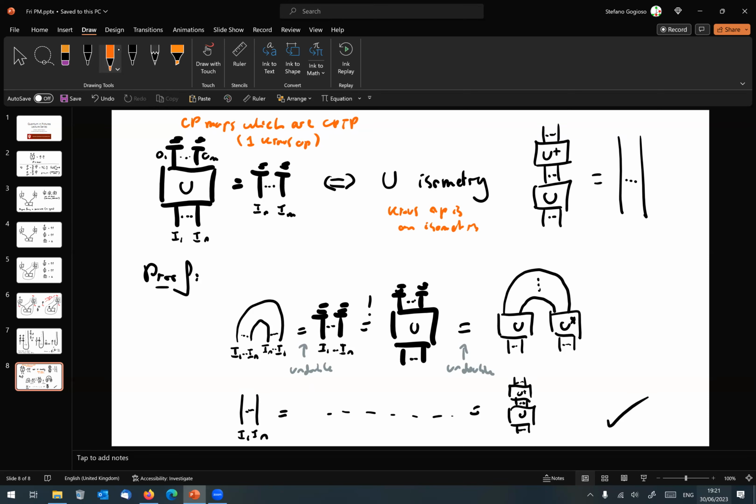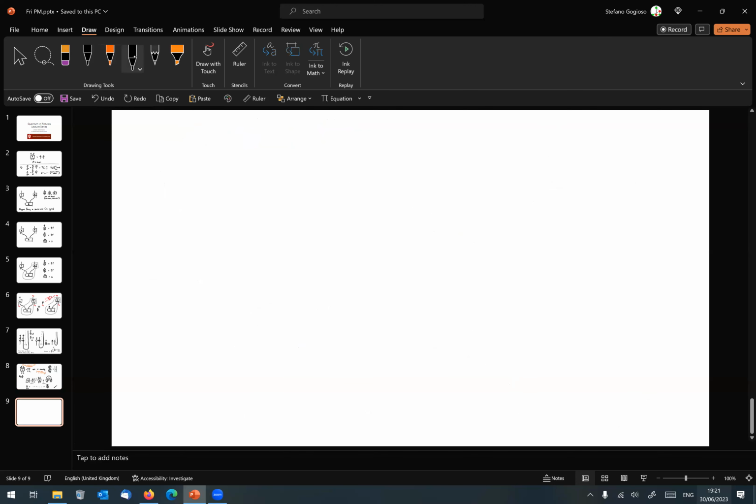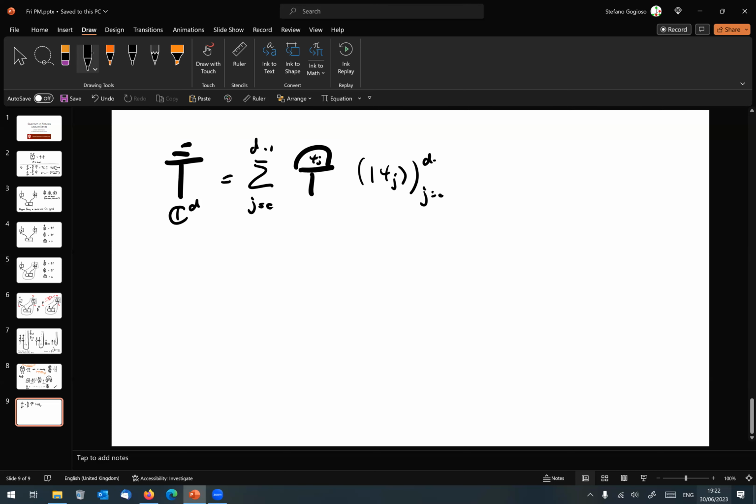And that's the equivalent statement in other language, maybe more familiar to you. So that's the first statement. Second statement: it is true that the discarding map is just the sum from j equals 0 to d minus 1, the discarding map on CD, of the double bra for some orthonormal basis, phi j, j equals 0 to d minus 1.